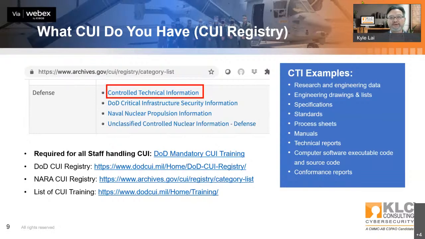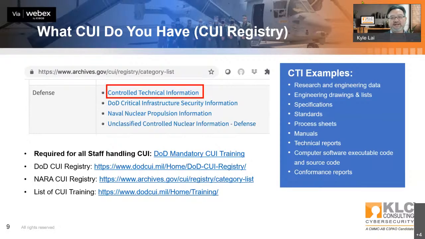One of the areas that we are probably most interested in is defense. There's a defense category, and within that there are a few different subcategories: controlled technical information, critical infrastructure, and nuclear related information. But we're really going to be focusing on controlled technical information, because most of the clients we work with in manufacturing, engineering, and the aerospace area usually have it.